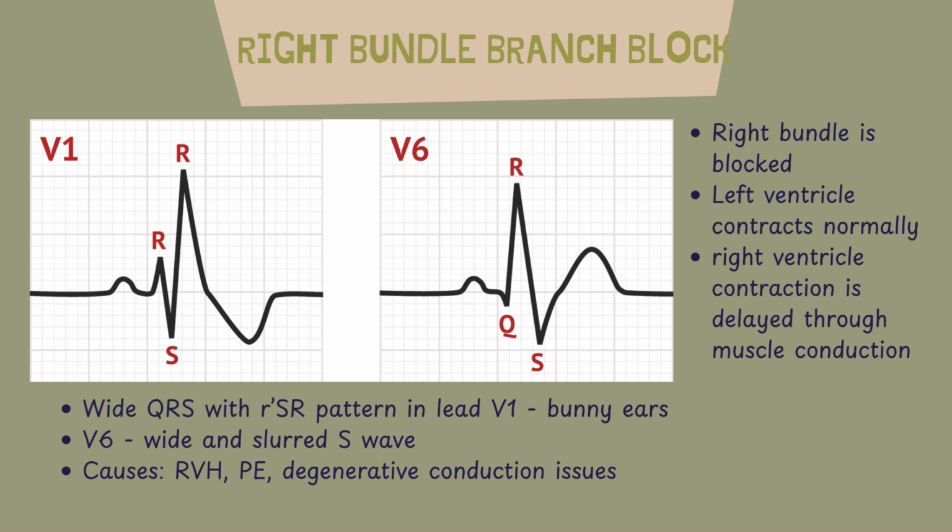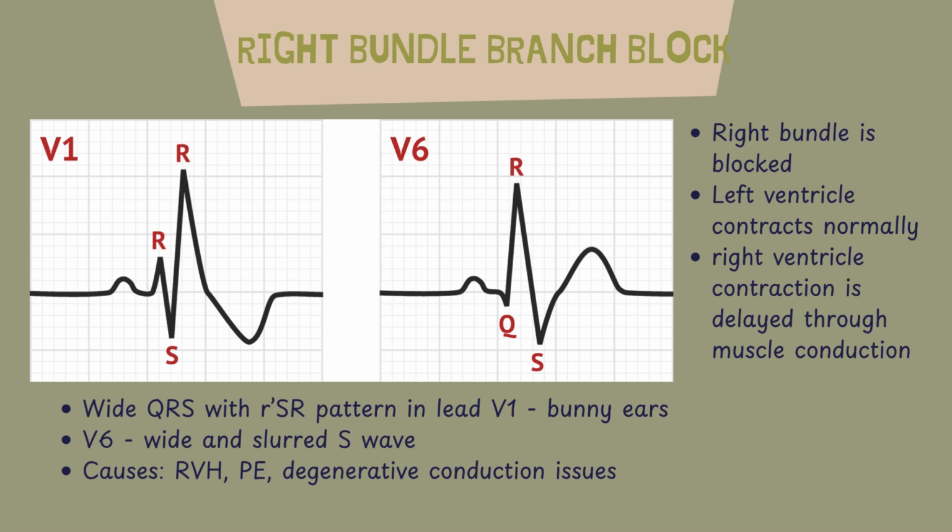Right ventricular hypertrophy, because the heart is enlarged and things can get blocked through that enlargement. Pulmonary embolism, because a clot blocks the pulmonary artery, the right ventricle has to contract against sudden pressure and it causes a strain and delay. And degenerative conduction diseases, especially with age, can cause degeneration of conduction and a delay in the right bundle branch.